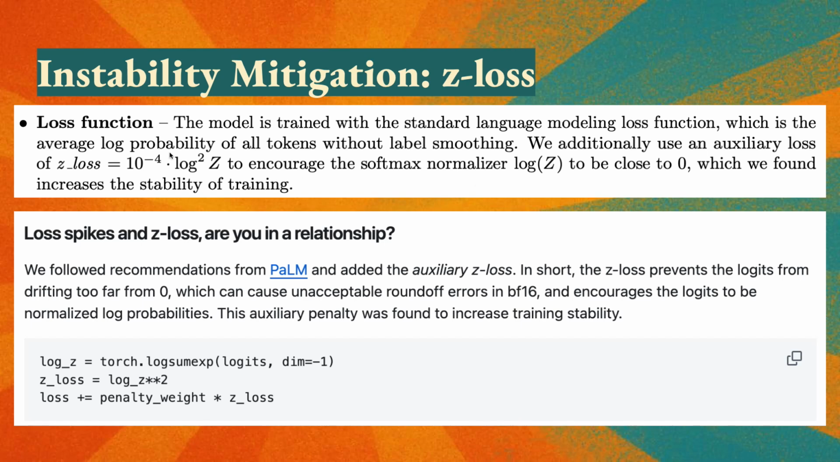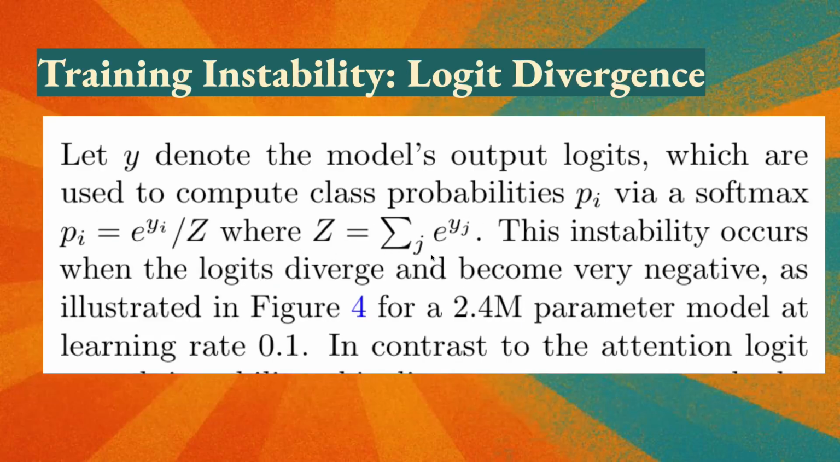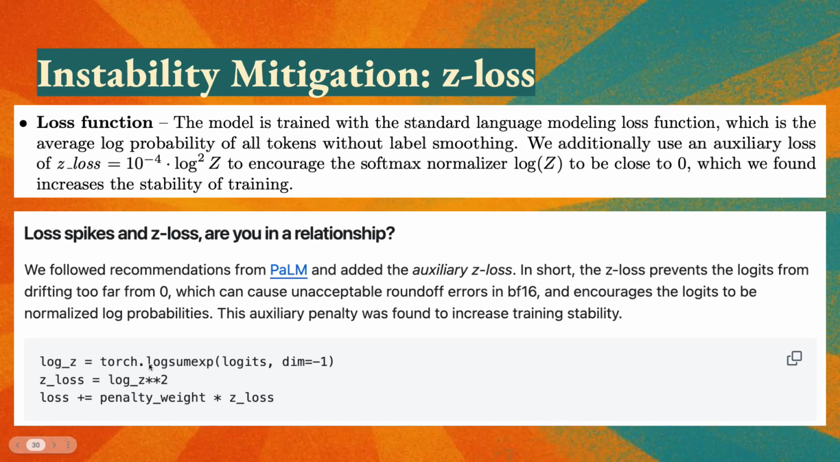So that alone gave me a sense of what this was, but I had to look around a little more online, and I found this explanation in a Hugging Face notes document where they show us that this log z, this softmax normalizer, is the log of the sum of the exponentiations of our output logits. So torch.logsumexp, we pass the logits, and we get log z. We square that log z to get our z-loss, and multiply it by a penalty weight, which is 10 to the negative 4, and then we add that to the regular loss that we calculate with cross entropy, for example.